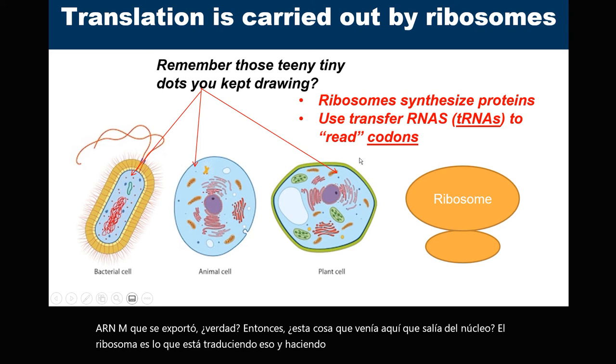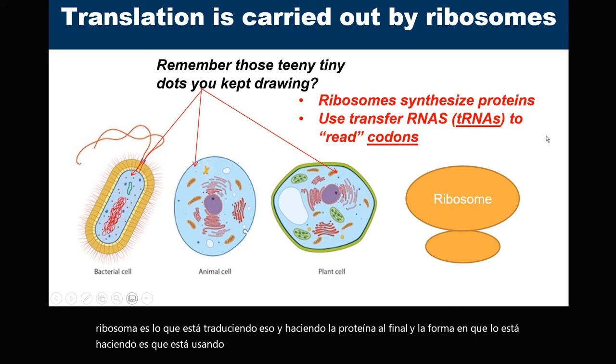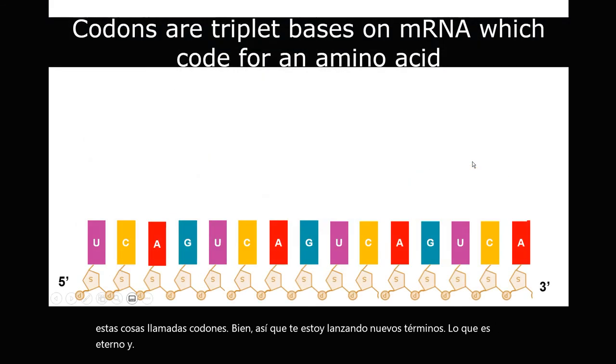And the way it's doing that is it's using these mysterious entities, tRNAs, transfer RNAs, to read these things called codons. Okay, so I'm throwing new terms at you. What is a tRNA and what is a codon, right? So let's talk about codons first.